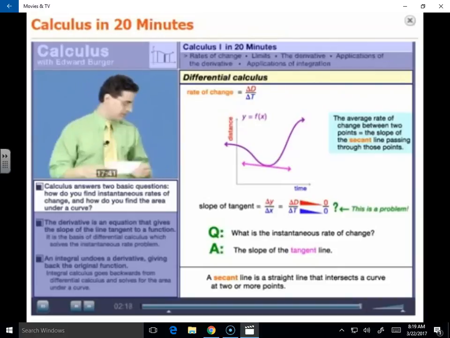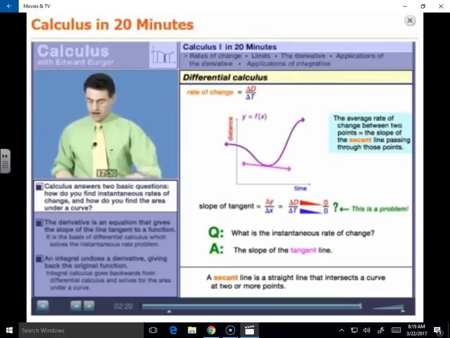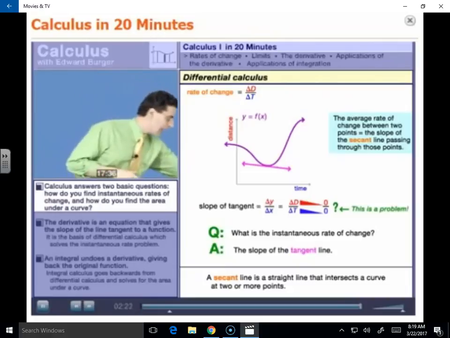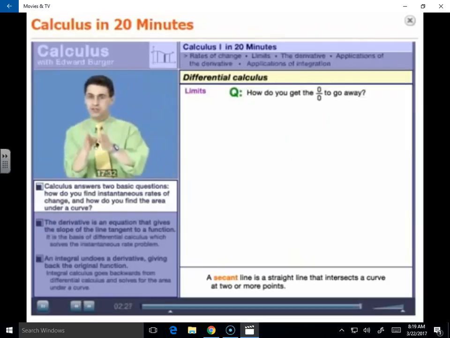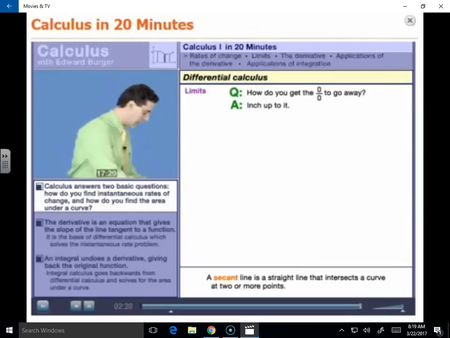Okay, so what do? Well, we can't do that. Distance equals rate times time. We can't do that. Instantaneous rate of change, I really want that. So what do? Well, how do we get that 0 over 0 problem to go away? The answer is we inch up to it. We just approach the 0 point. And what would that look like?